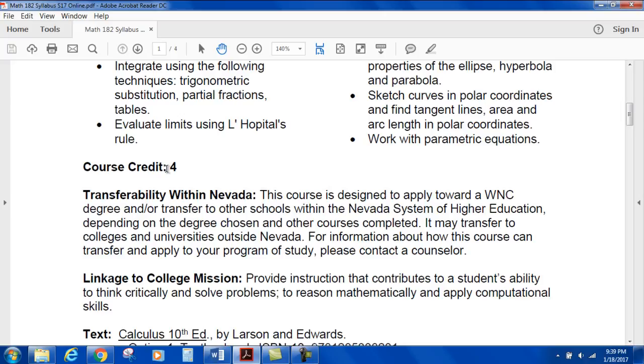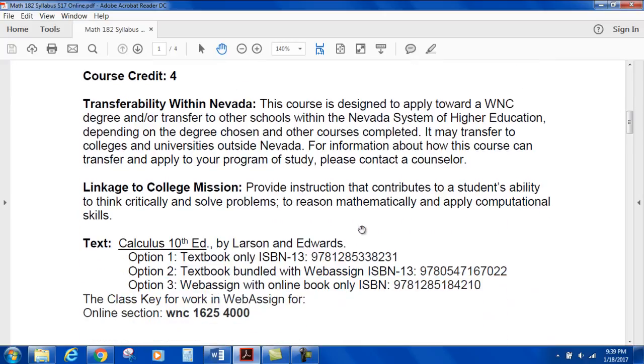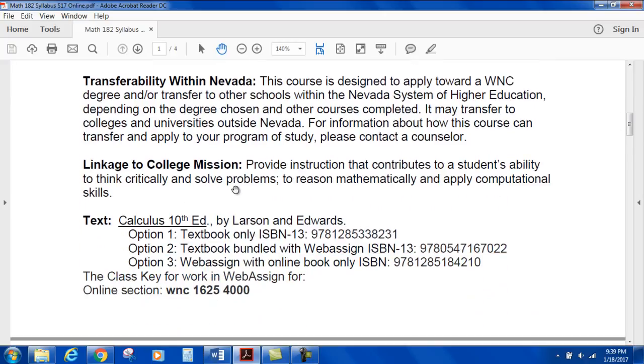Pretty involved class. Transferability within Nevada. This course is designed to apply toward a W&C degree and or transfer to other schools within the Nevada system of higher education, depending on the degree chosen and other courses completed. It may transfer to colleges and universities outside Nevada. For information about how this course can transfer and apply to your program of study, please contact a counselor. The course provides instruction that contributes to a student's ability to think critically and solve problems, to reason mathematically, and apply computational skills.